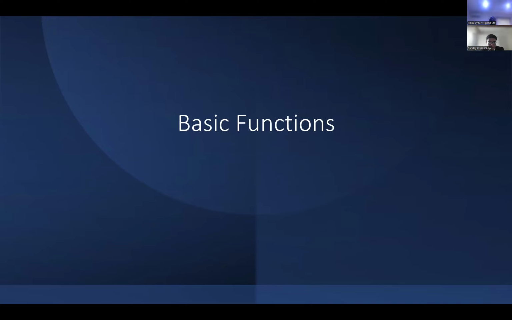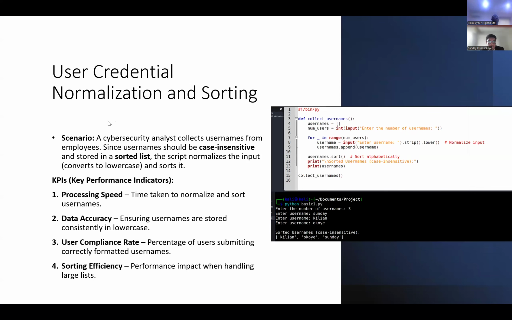So moving on to the basic function labs. Okay, we have here user credential normalization and sorting. So here we have the scenario: a cybersecurity analyst collects usernames from employees. Since usernames should be case insensitive and stored in a sorted list, the script normalizes the inputs, that is, converts to lowercase and sorts them. So some KPIs include time taken to normalize, processing speed, time taken to normalize and sort usernames, the data accuracy, the user compliance rate, and the sorting efficiency.